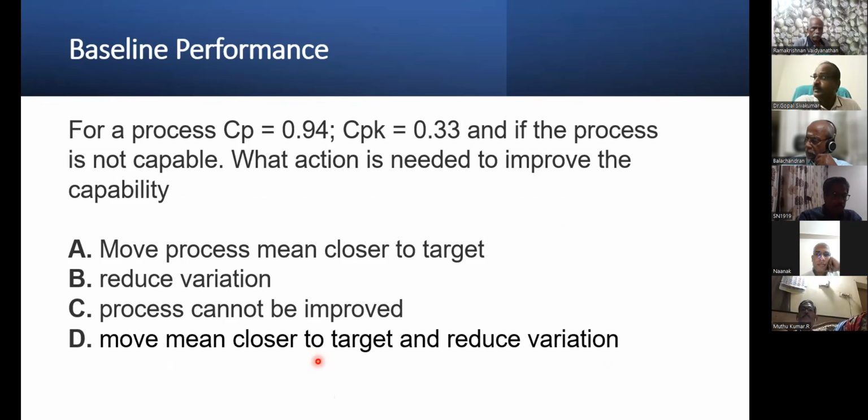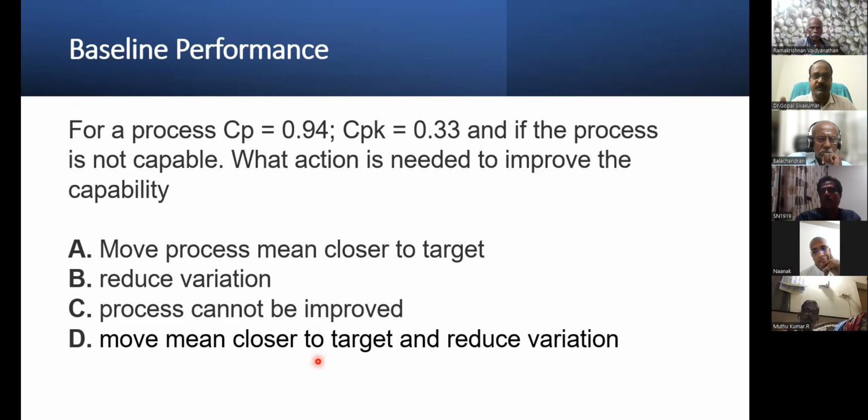Now for a process, CP equals 0.94, CPK equals 0.33. Our understanding is both of them should be 1.67 for a critical process, 1.33 for a non-critical process, and both of them should be equal. These are the requirements. So in this, CP and CPK are not equal, and CP is less than required. So we have to take option D, move the mean closer to target and reduce variation.